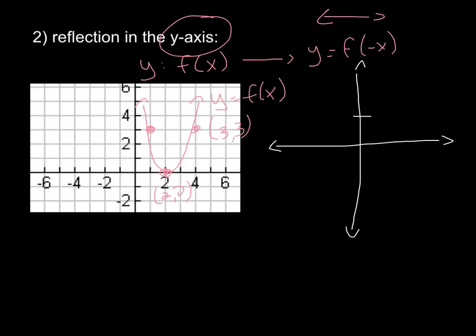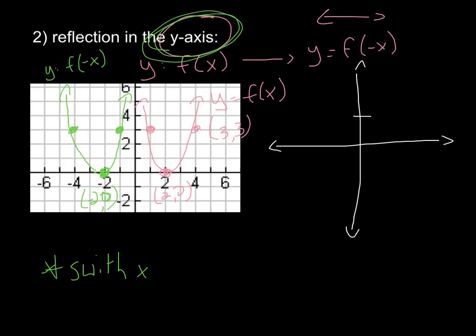Now, in green, I'm going to graph its reflection. So instead of (2, 0), I'm going to start at (-2, 0). Notice the x value's been switched. Instead of (1, 3), it's (-1, 3). And instead of (4, 3), it's (-4, 3). It's not perfectly symmetrical, the parabola itself, but it is symmetrical over the y-axis. This is y equals f of negative x. All the x values have been switched. Let's make that note. So to reflect in the y-axis, you switch x values.